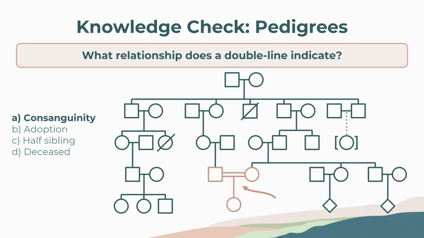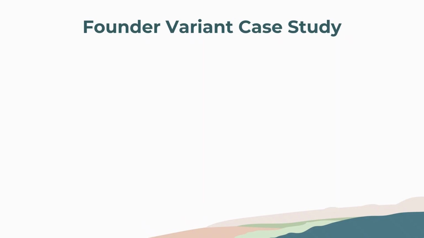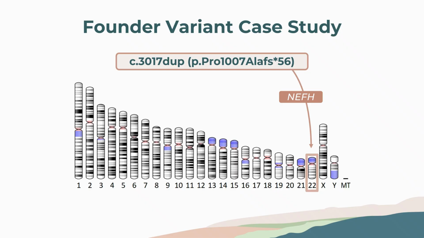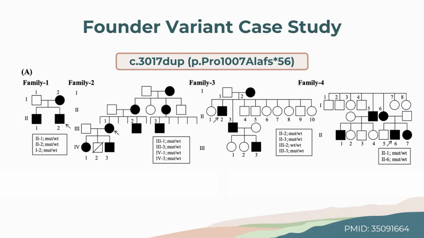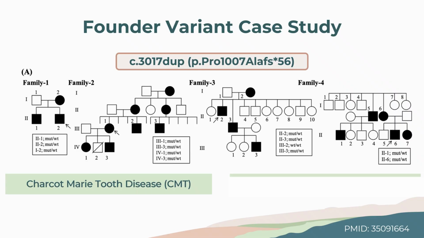Now that we got that refresher out of the way, let's get back to the founder variant case study you were talking about. Researchers found one specific mutation on the NEFH gene in 4 different families, all in one southern Japanese town. Each family was either affected with CMT or SMA, but with the same exact mutation.